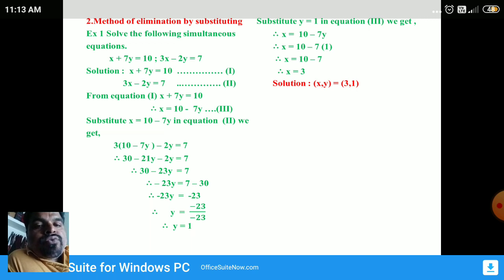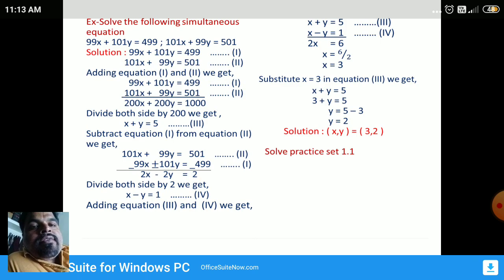These two methods, method number 1 and method number 2, you also learned in 9th standard. Now we take another example. Now solve the following simultaneous equations. The equations are 99x plus 101y is equal to 499, and the second equation is 101x plus 99y is equal to 501.